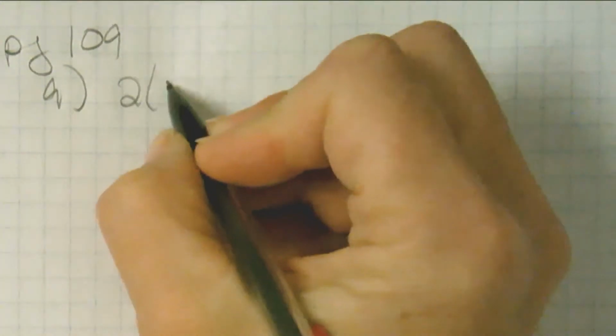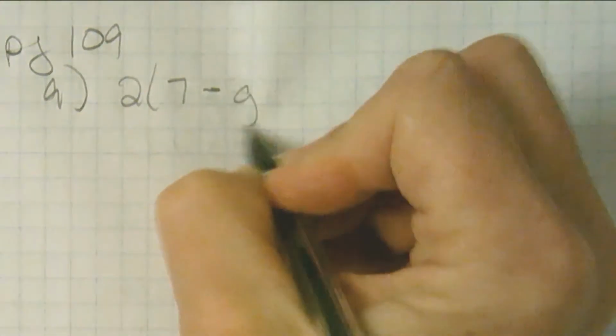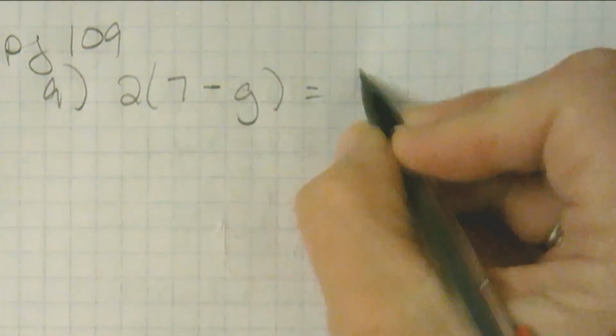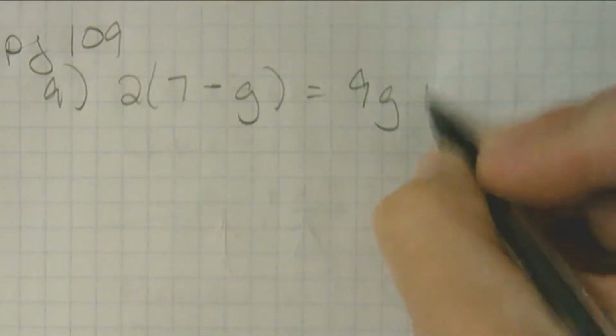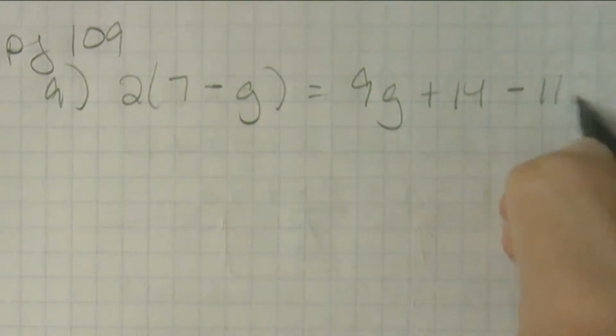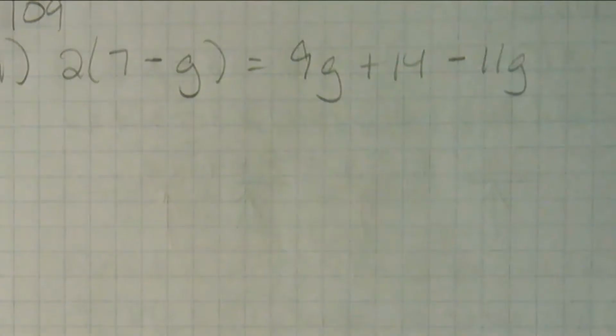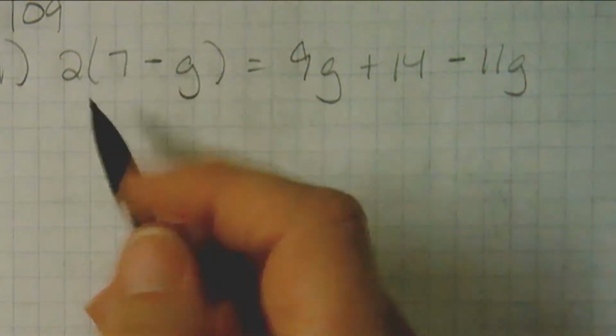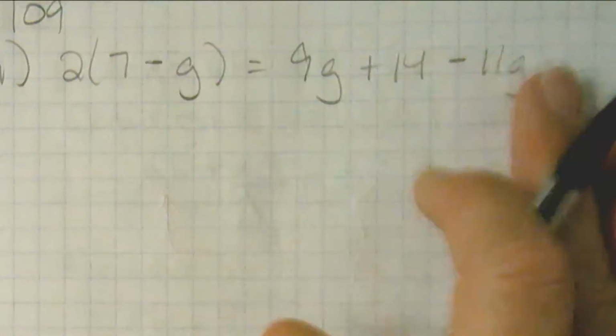So Al, let's take a look at number 9. Number 9 said, I have 2 times a quantity of 7 minus g is equal to 9g plus 14 minus 11g. Is this the one you're talking about? Awesome. All right, so Al, the first thing I need to do is simplify both sides.